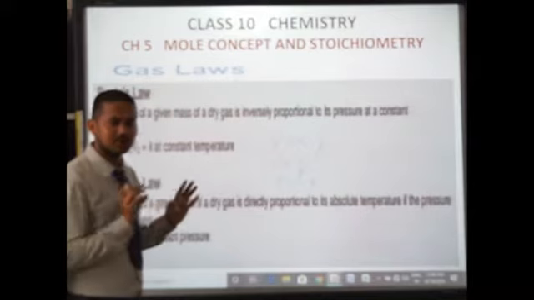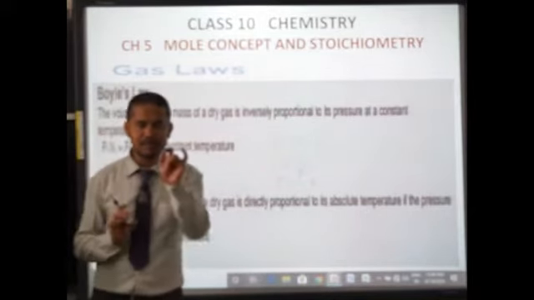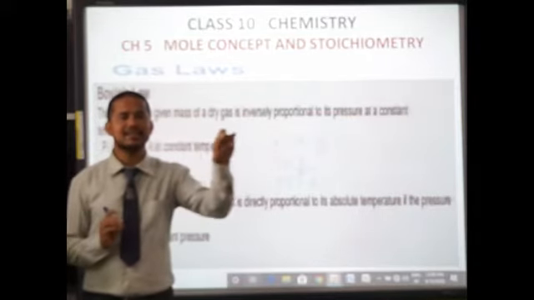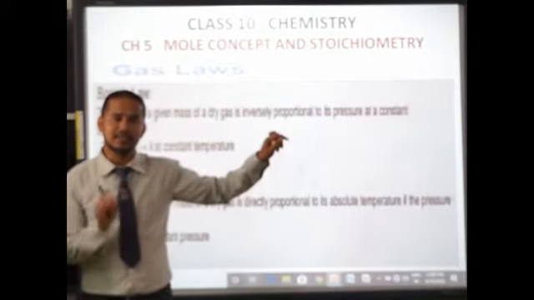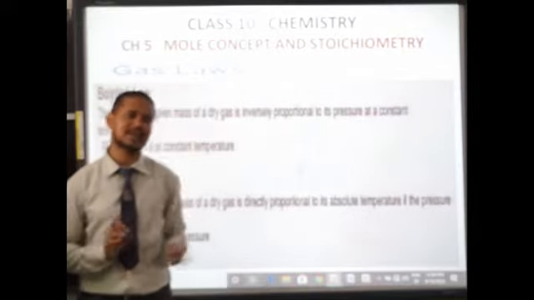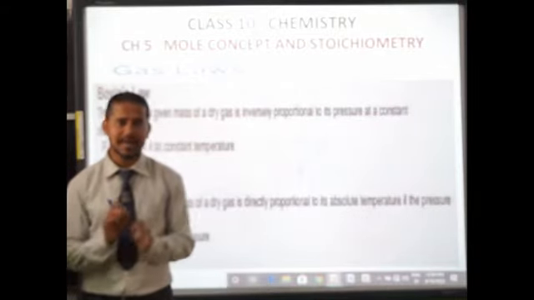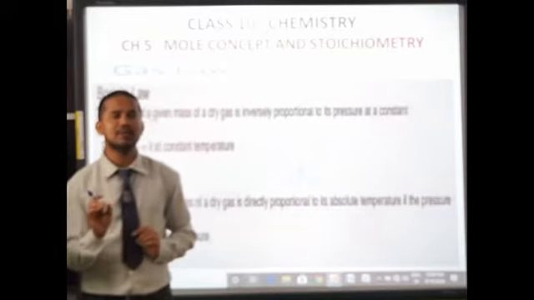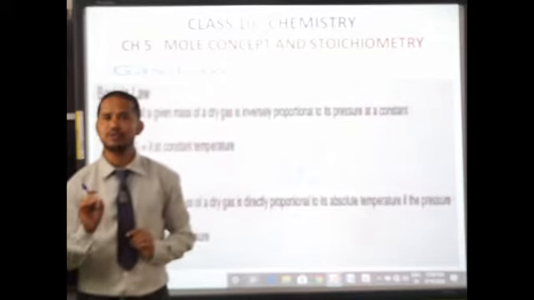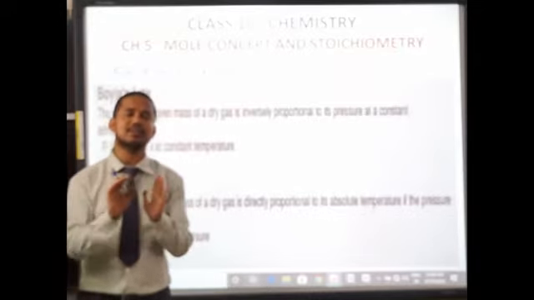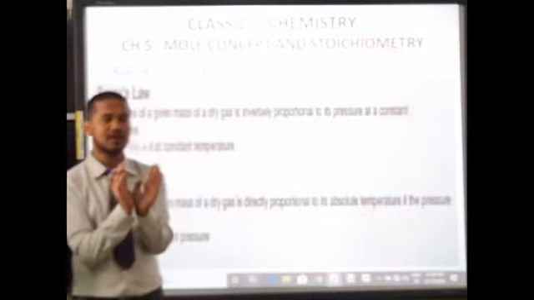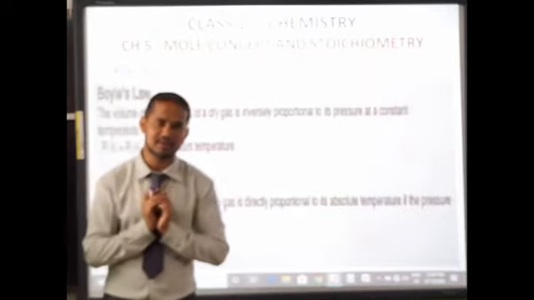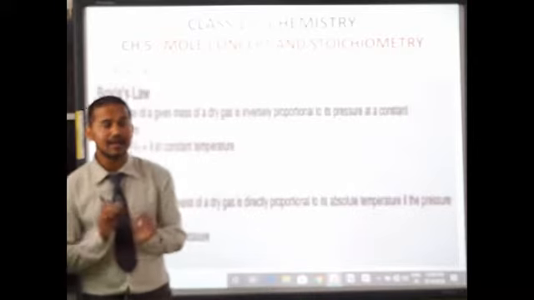So what you should know from here is what Boyle's law is. In Boyle's law, the volume of gas is inversely proportional to its pressure at constant temperature. That means what is the Boyle's law equation? P1 V1 is equal to P2 V2 is equal to P3 V3 is equal to K. That means the product of pressure and volume should come constant. That is Boyle's law.